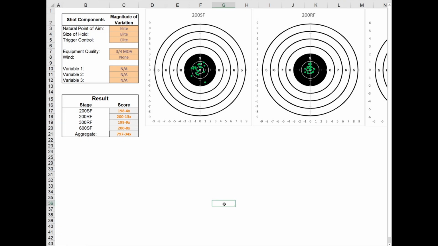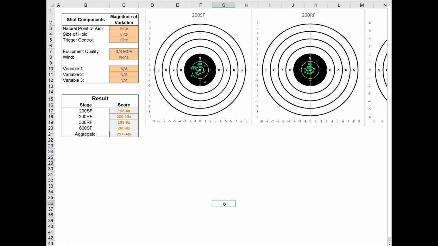In my last video, I talked about how I created a spreadsheet that creates shot groups and scores, all based on particular parameters. At that time, I wasn't really done with it. I only had it set up for standing, 200 yards slow fire, but now I've expanded it to all four stages, and I've learned a few things based on running some simulations. So I wanted to cover that in this video.